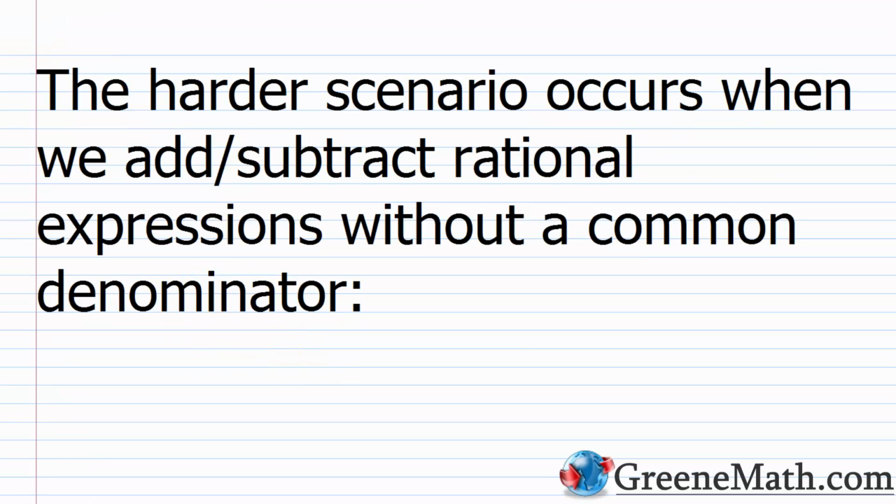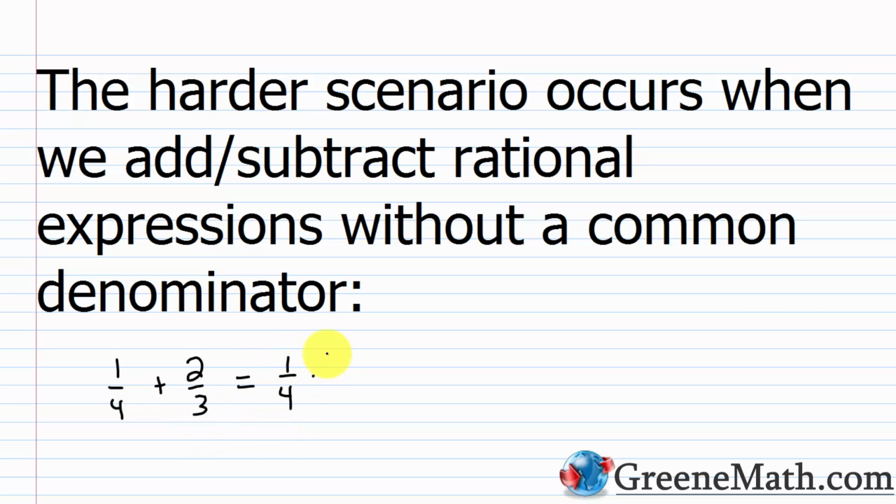All right, so the harder scenario occurs when we add or subtract rational expressions without a common denominator. It's the same thing as if we added or subtracted fractions without a common denominator. You've got all these extra steps. So with fractions, if I have something like, let's say 1/4 plus 2/3, I find my LCD. In this particular case, the LCD is 4 times 3 or 12. I change each fraction into an equivalent fraction where 12 is the denominator.